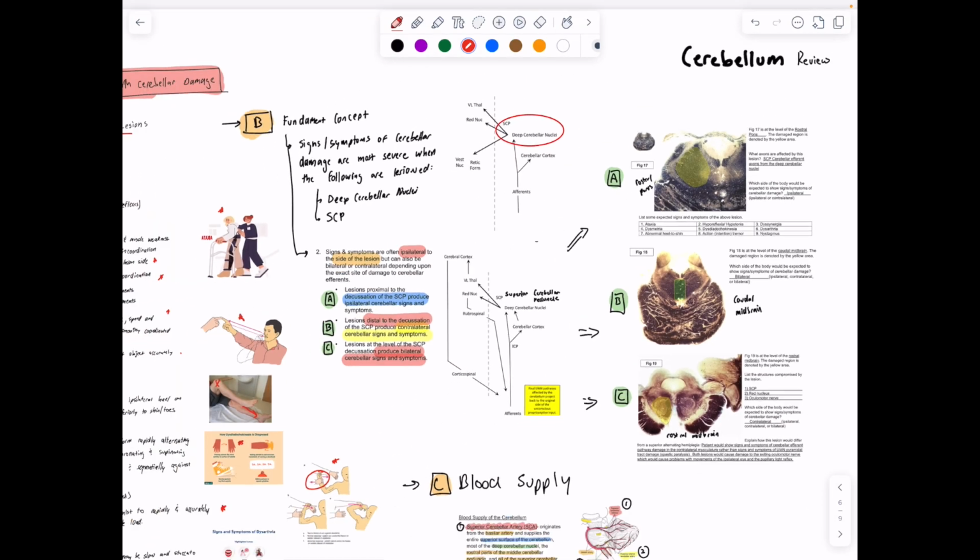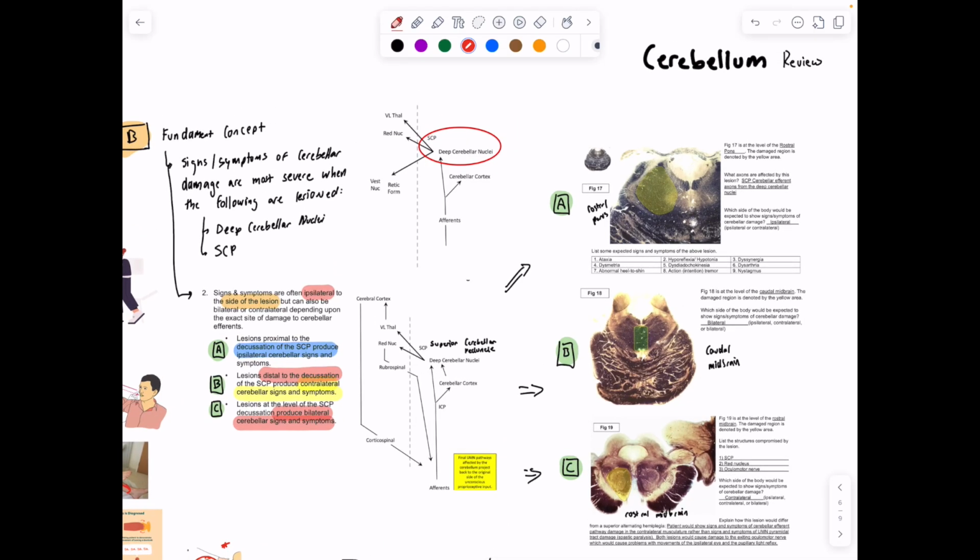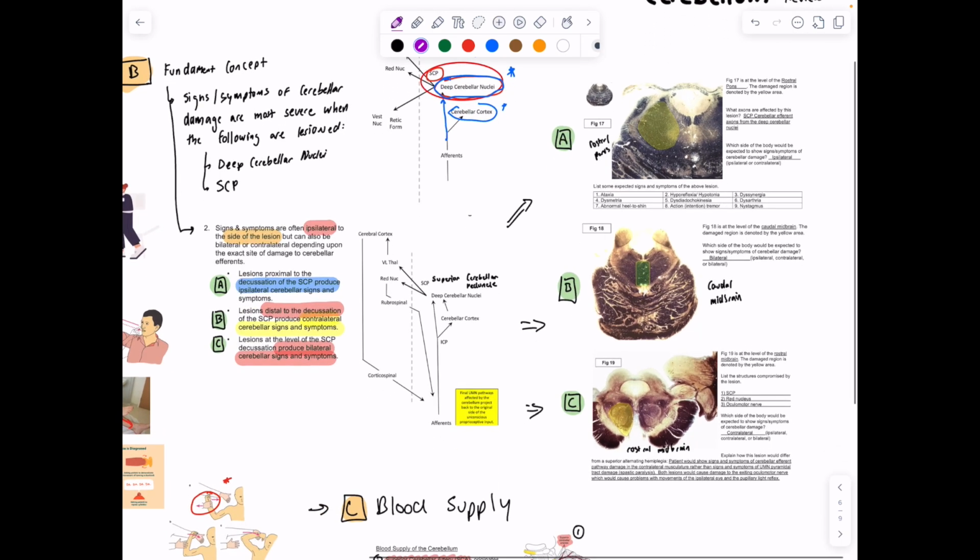All right, so basically the fundamental concept for cerebellar damage is that it's most severe when the deep cerebellar nuclei are affected or when the superior cerebellar peduncle is affected. Ideally, that should make some sense, right? Because this is our output from the cerebellum. Whereas if you were to damage part of the cortex, the deep cerebellar nuclei are not being affected; you can go directly to the deep cerebellar nuclei and bypass the cortex. So if the deep cerebellar nuclei are affected, things are not good.